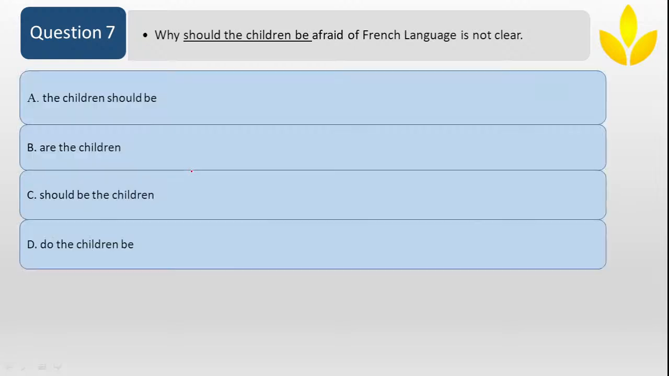Why? The common answers are: why are the children be afraid? Why the children should be afraid? Should be, why should be the children? Why should be is wrong. Whenever you say it, it sounds weird. Why should be? Why should I is okay. Why should be the children? No, be is of being. No, it is not. Why do the children be afraid? Do is used for any action. So I don't think so. Why are the children afraid? Okay, this makes a little bit of sense. Why are the children afraid of French language is not clear.